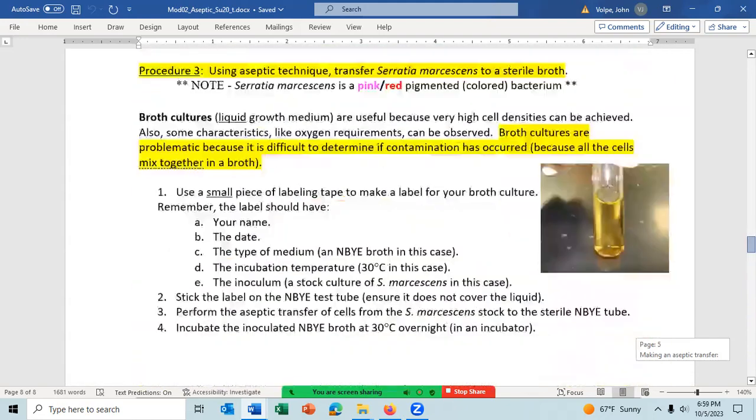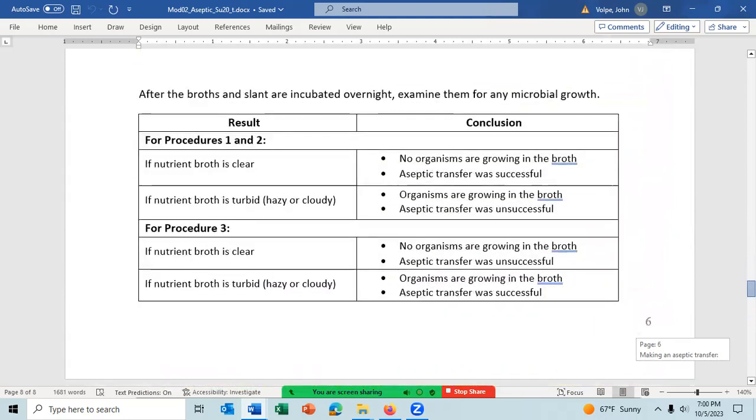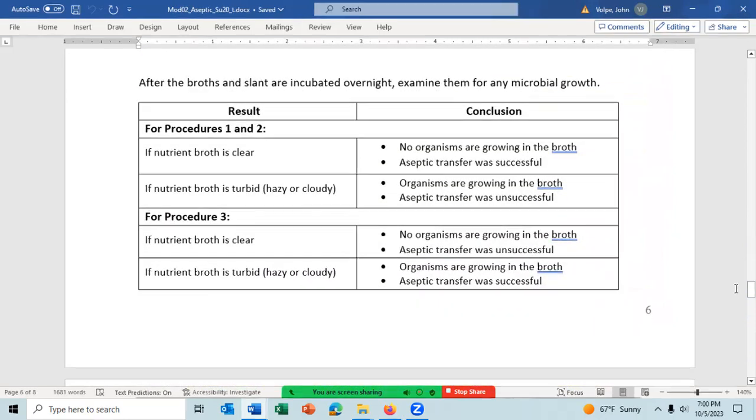Can you just go back to that table real quick with the results? I just want to compare mine. It should be the same. Okay. I thought it said otherwise, but we're good. Thank you. All right.